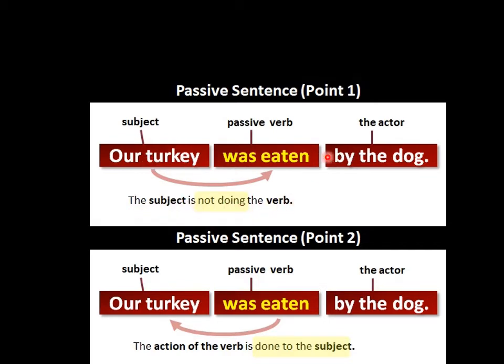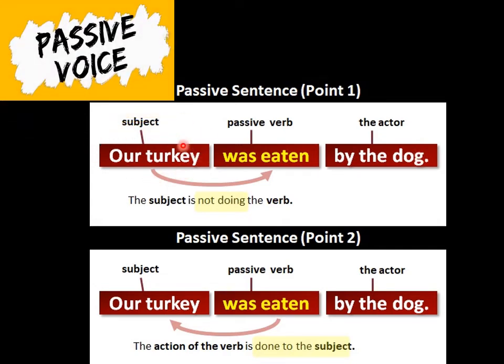Our turkey was eaten by the dog. The subject is our turkey. The passive verb is was eaten, and the actor is the dog. The doer is in the end. Our turkey was eaten by the dog. The action of the verb is done to the subject.